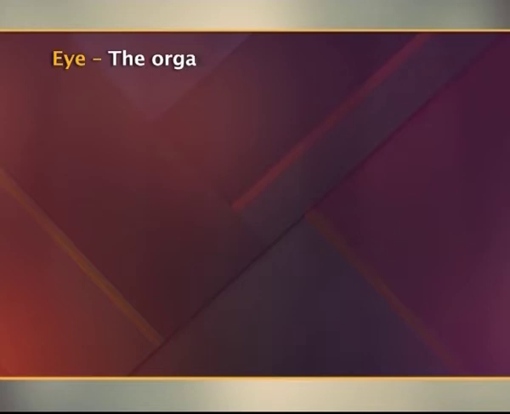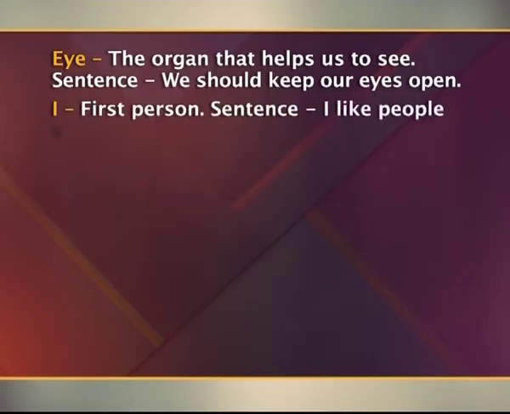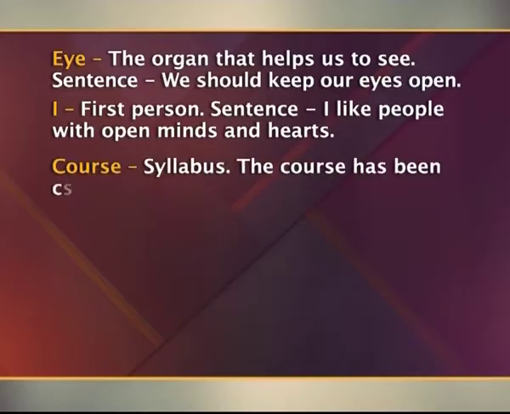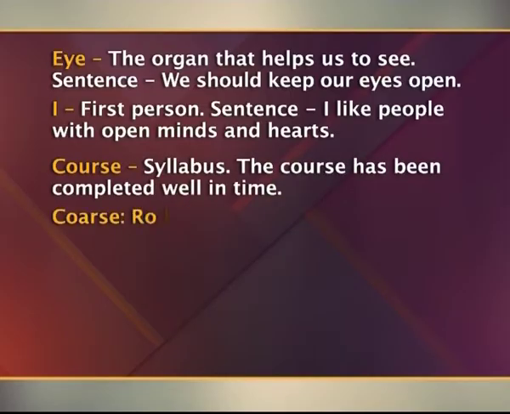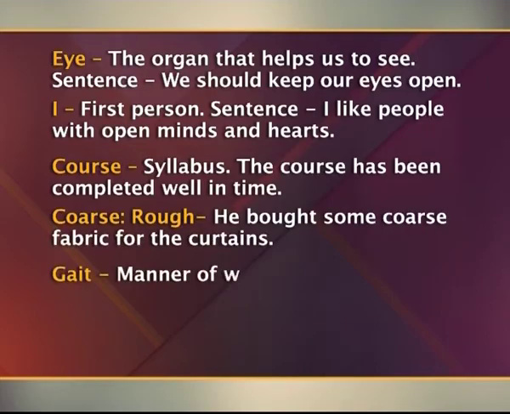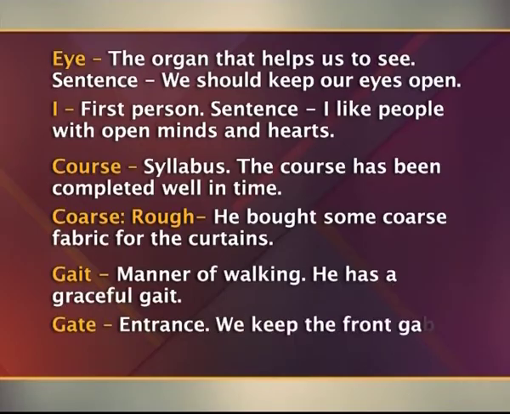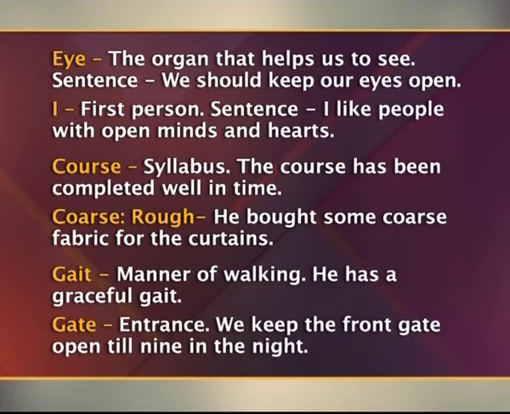There can be some other examples of homophones like this. They are as follows. Eye, the organ that helps us to see. Sentence, we should keep our eyes open. I, first person. Sentence, I like people with open minds and hearts. Course, syllabus. The course has been completed well in time. Coarse, rough. He bought some coarse fabric for the curtains. Gait, manner of walking. He has a graceful gait. Gate, entrance. We keep the front gate open till 9 in the night.